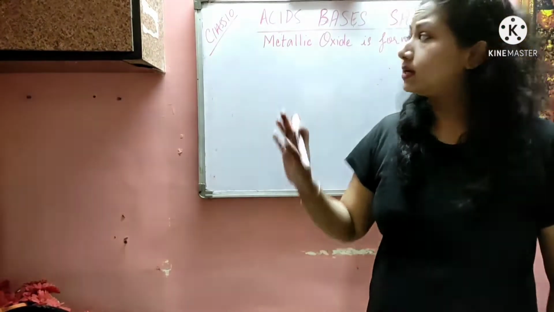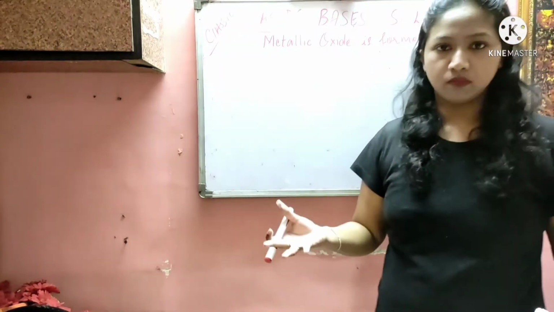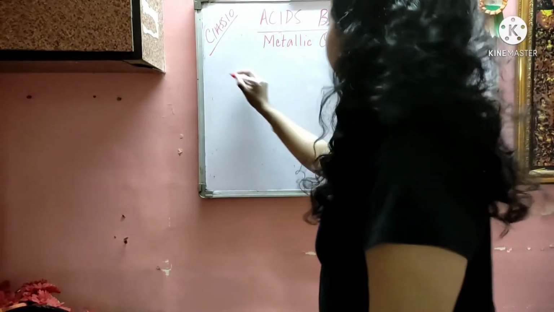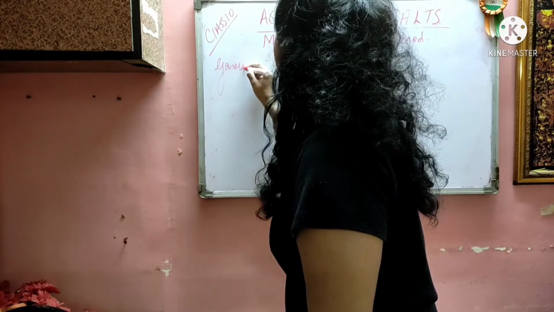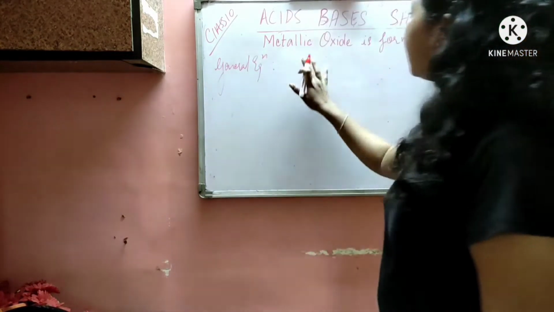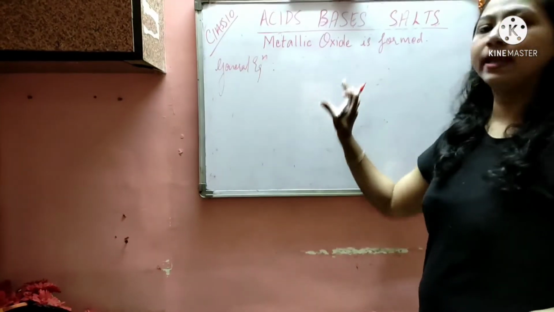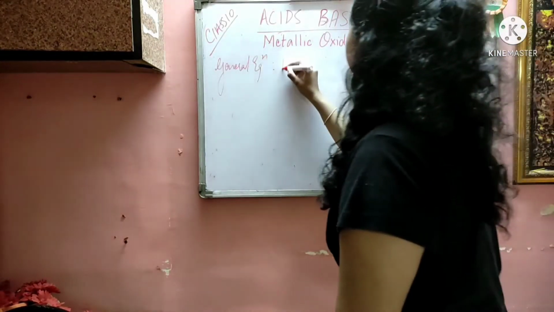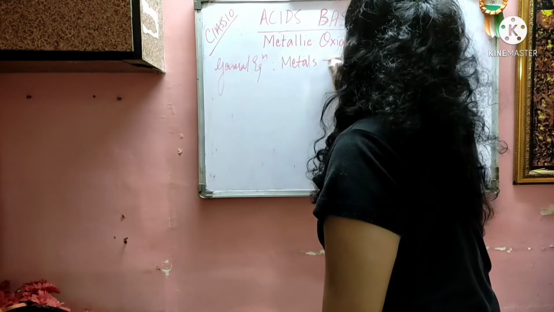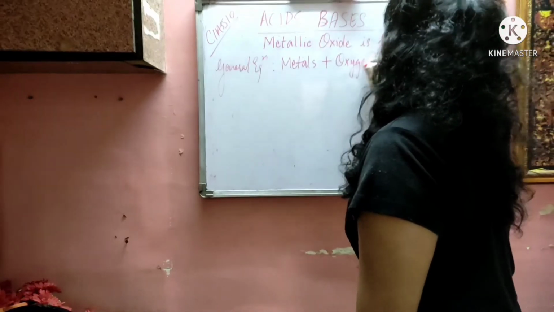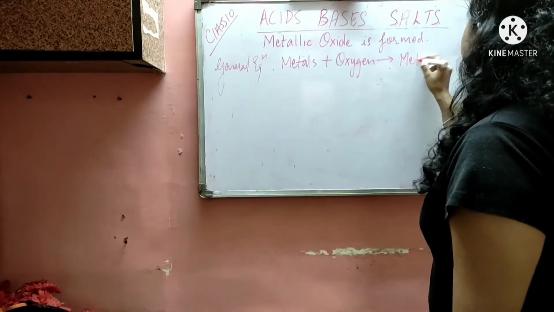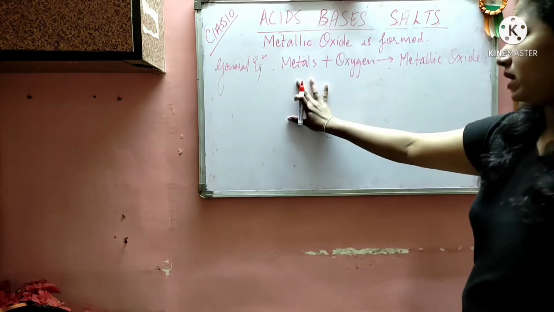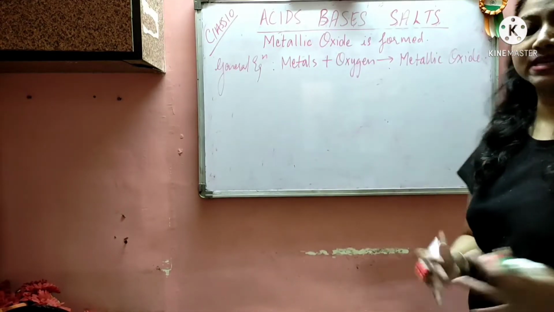So today what we are going to start is how metallic oxides are formed. Let's write the general equation. Metallic oxides are nothing but, it goes by name, metal plus oxygen. So how are metallic oxides formed? When metals react with oxygen, what you get is metallic oxide.